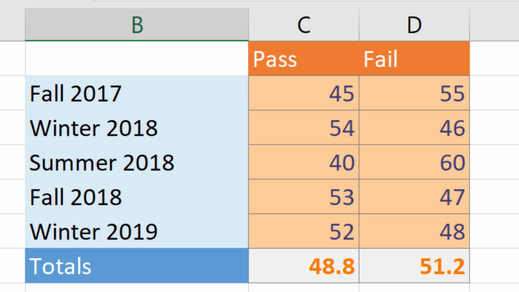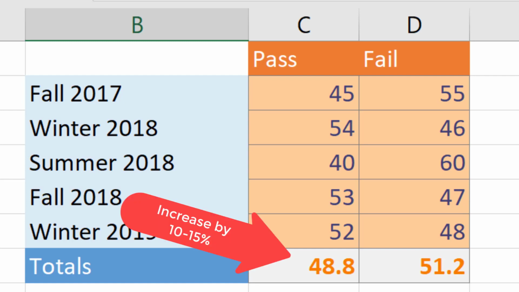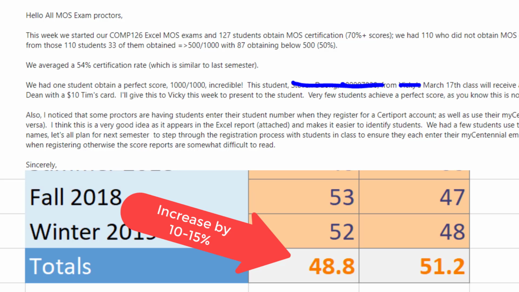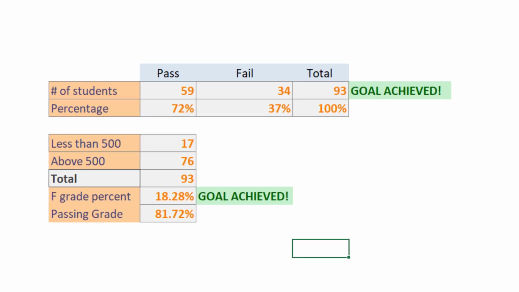With this in mind, I had 2 goals this summer: to raise the pass rate by 10 to 15% over the 50% that it tends to be, and to lower the number of students who received an F grade by 10 to 15% from the 37% mentioned earlier. And here are the numbers for my students.